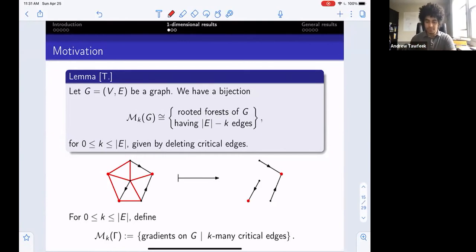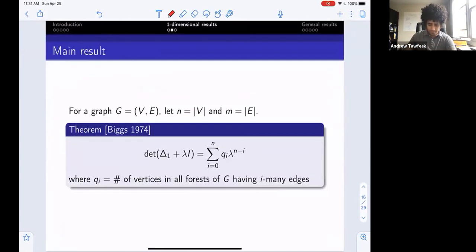But it's going to be a helpful step, specifically to use this theorem from algebraic graph theory. So it was proven a long time ago that the characteristic polynomial of the graph Laplacian has this interesting formulation. The coefficients of the graph Laplacian are just the number of vertices in all forests having I many edges. So we can just change the second statement to make it look a bit more clear. It's the number of rooted forests having I many edges.